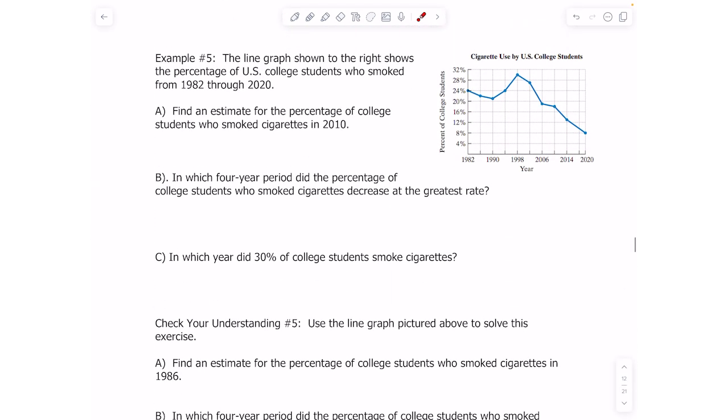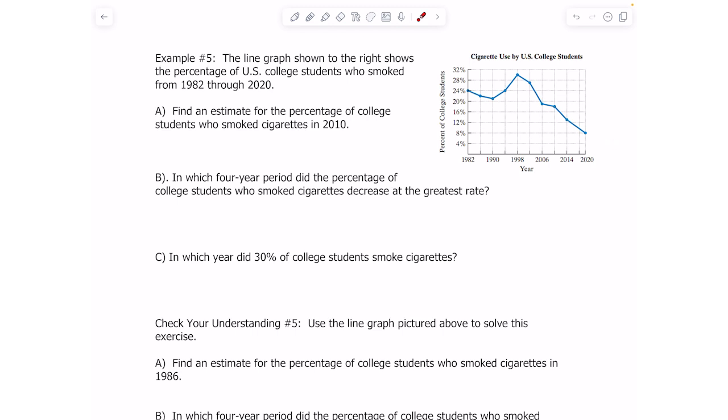Okay, so here's a new line graph, which we're going to look at in this example, and you're also going to use that same line graph to answer the questions below on your own. Okay, so the line graph shown to the right shows the percentage of U.S. college students who smoked from 1982 all the way through 2020. Okay, and you can probably see some trends here, that for whatever reason, the percentage of college students that smoked decreased from the years 1982 to 1990. Then there was a sharp increase and then a gradual decrease from 1998 through 2020.